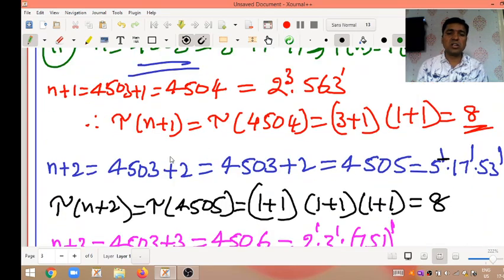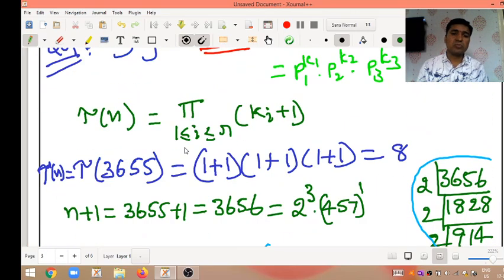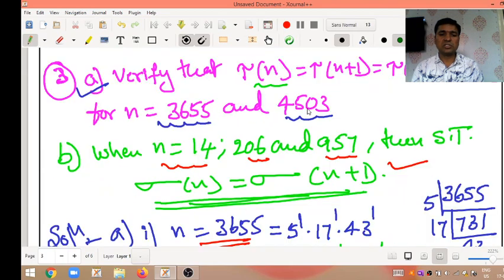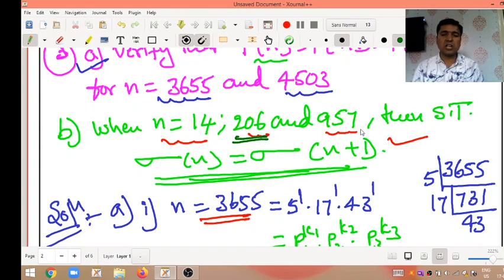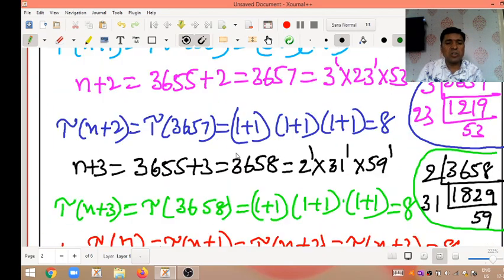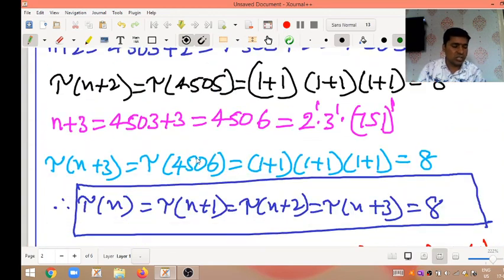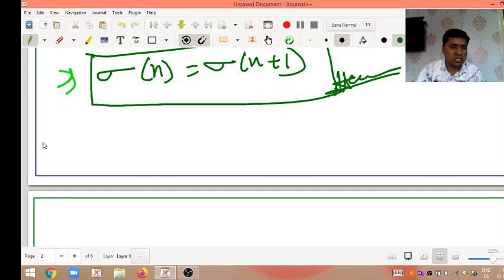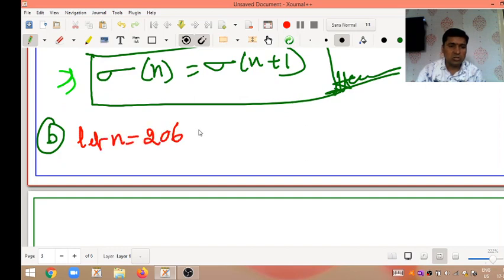Similarly, we have to check for other values of n. For n is equal to 206, we want to check like that. For 957 also we want to check. So my dear students, 206 we want to check. So that is part B. Let n is equal to 206.